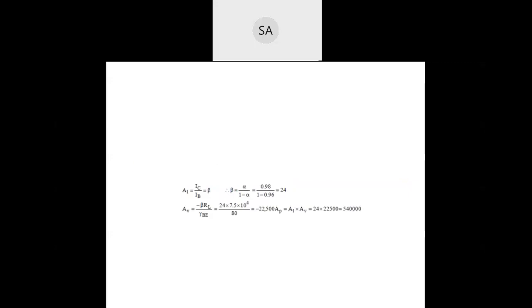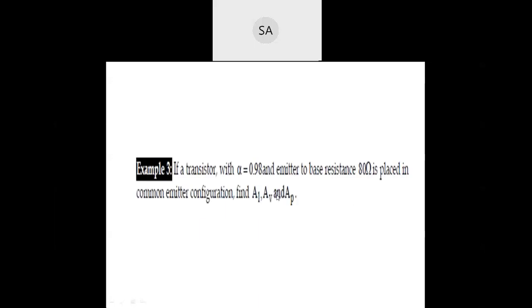So here, the current gain in common emitter: the output current is IC, and beta is IC by IB. So you will get beta is equal to alpha by 1 minus alpha. Substituting this value, 0.98 by 1 minus 0.98, you will get the value, which is 49.